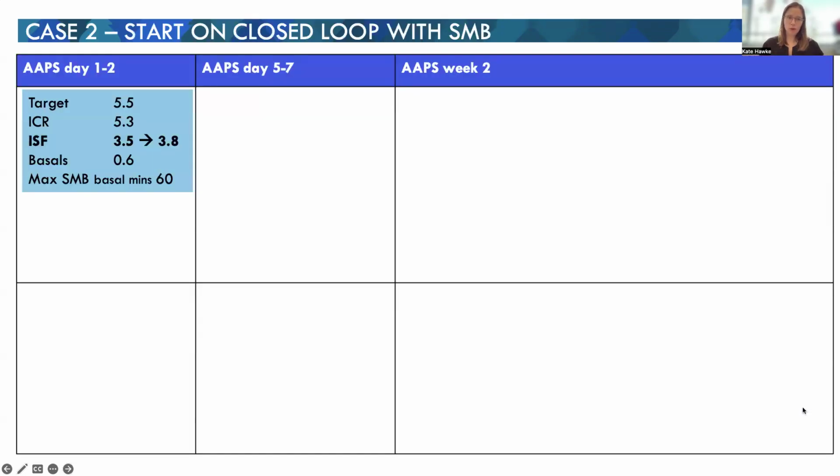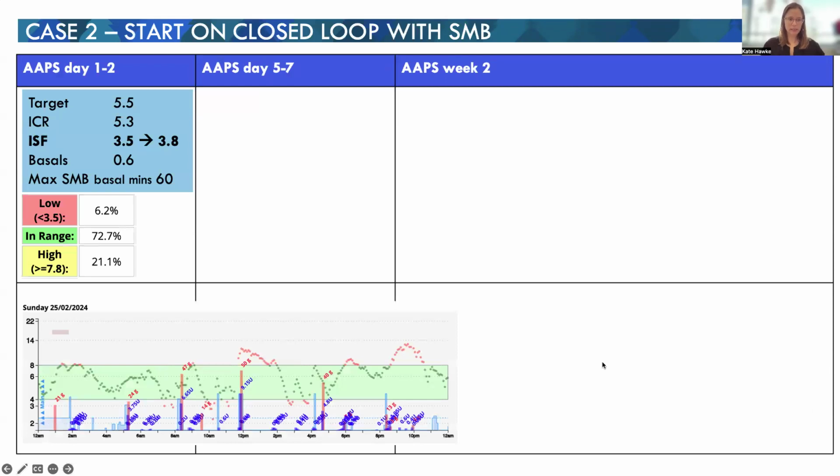So this is her first week on aAPS in a closed loop mode with SMBs. And I'm just going to show on that first couple of days, day 1 to day 2, we're getting lows all over the place. These auto corrections from the system, these SMBs, are coming in and driving lows. So we're getting over 6% time below range. So we really need to weaken this ISF.